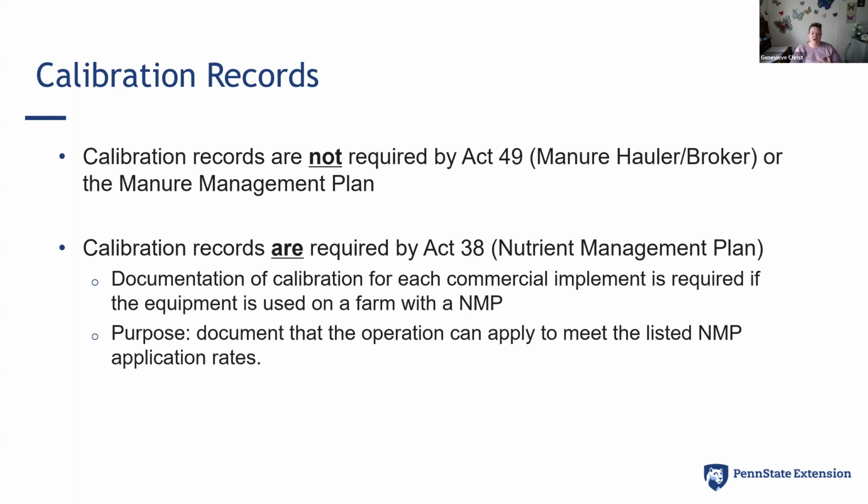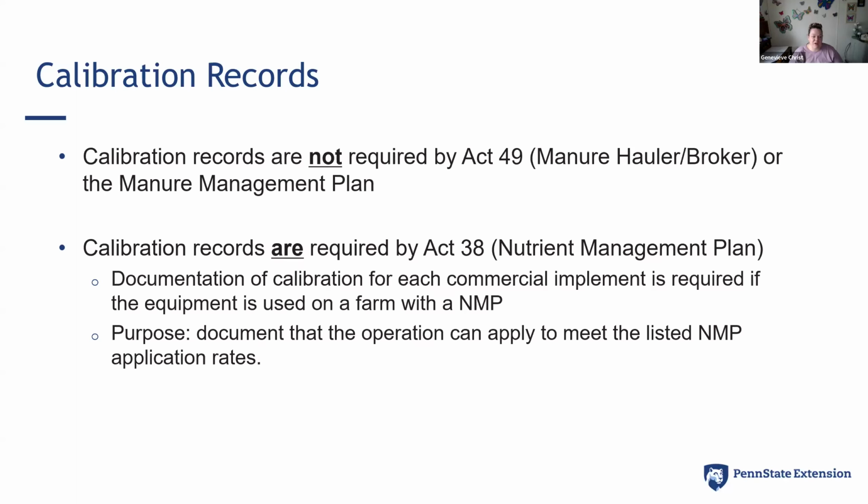So calibration records are not required by Act 49, the Manure Hauler Broker, if you're familiar with that, or with manure management plans, right? But calibration records are required by Act 38, the Nutrient Management Program. And so it is essential to document calibration for each commercial implement, so each type of spreader that's required if the farm is going to be using that equipment for any of the nutrients being applied as part of their nutrient management plan.